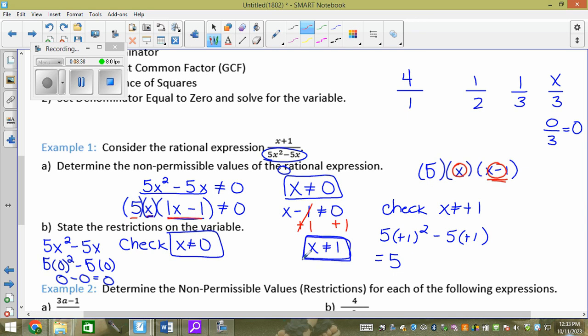Geez. 1 squared times 5 is 5. Minus 5 times 1 is -5, which equals 0. So I know that's also one of them. That's how I caught that -1 wasn't what I was supposed to be typing in, because when I looked at -1, I was getting 10, and 10 was fine.